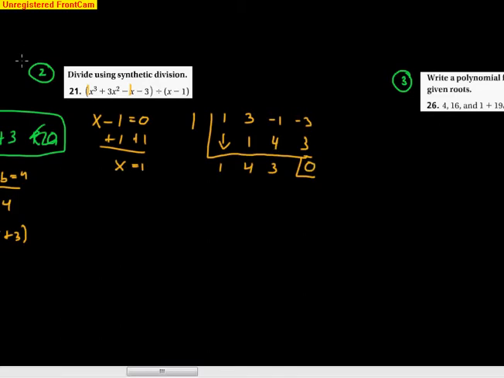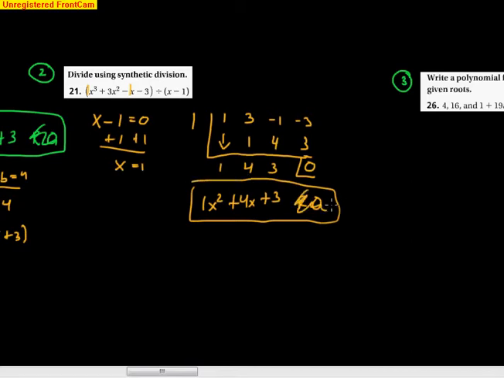So a couple things. Number 1, the answer to this problem: plus 3 is your constant, positive 4 is your x term, and positive 1 is your x squared term. So this would be your answer. If there was a remainder, you would put that number, but there is no remainder, so you don't need it here.